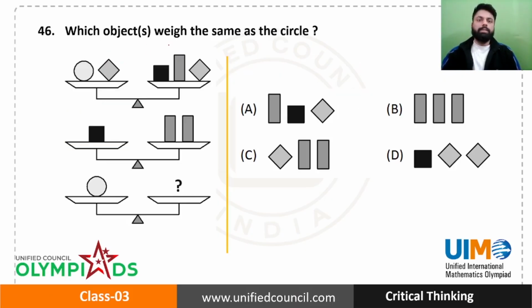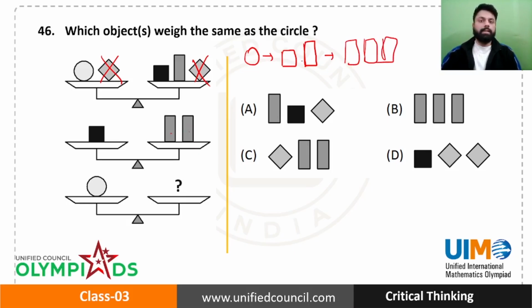Which object or objects weigh the same as the circle? So see, if we remove this, from here it says a circle is equivalent to a square and a rectangle. One square is equivalent to two rectangles. So this also implies one, two rectangles, and then this third one as it is. One circle is also equivalent to three rectangles. So the circle is equivalent to 1, 2 and 3 rectangles. We will not take this one. We will not take this one. Also not going to take this one. So B option is the correct answer.